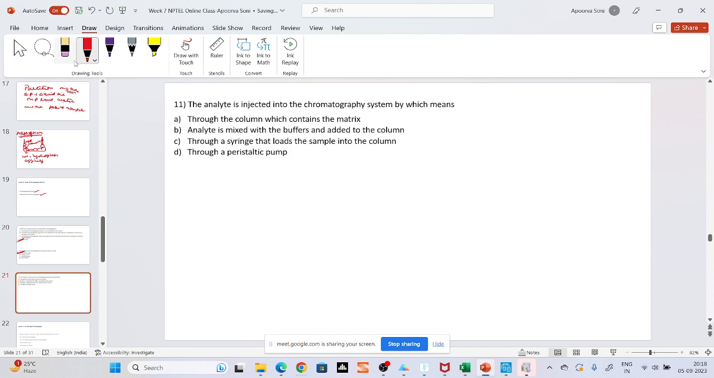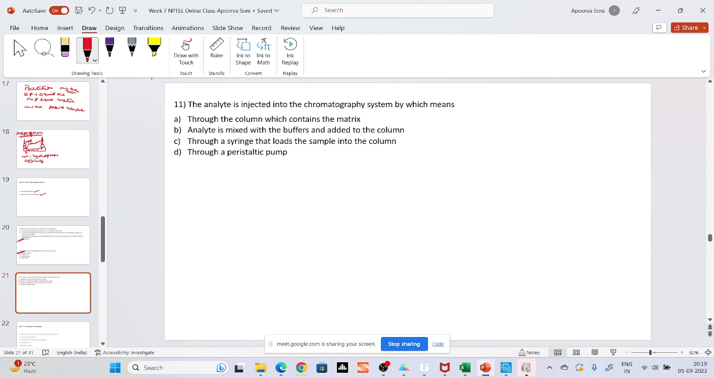Now the next question is, the analyte is injected into the chromatography system by which means? Through the column which contains the matrix. Analyte is mixed with the buffers and added to the column. Through a syringe that loads the sample into the column, or through a peristaltic pump. D. Ma'am, D. Through a peristaltic pump, no. B. No, B is also not the correct answer. C. Yeah, C is the correct answer.